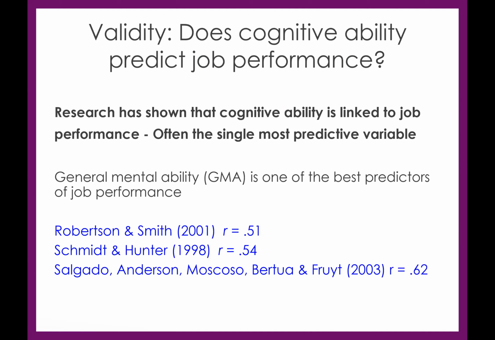How high is the fidelity of cognitive ability in predicting job performance? A lot of research has shown that cognitive ability is linked to job performance and is often the single most predictive variable. Some research found that GMA is the best predictor of job performance. The R index, the coefficient, is higher than 0.5. It shows us that this is really the best predictor of job performance.